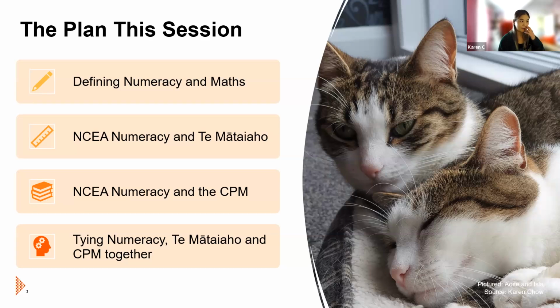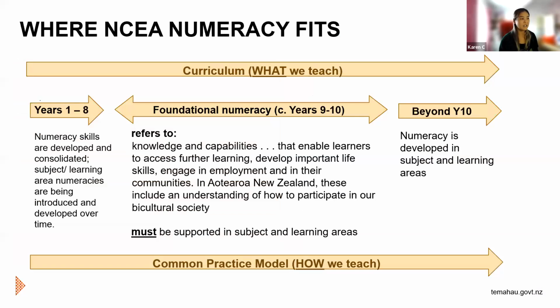Now, you may notice as well that there is, for some inexplicable reason, two cats on this particular slide. I am quite obsessed with cats, and that is something that I bring with me to my presentations. So those two cats that are on the screen right now are my very gorgeous girls, Aoife and Isla, and they have Irish names, not because I'm Irish, but because my partner's Irish.